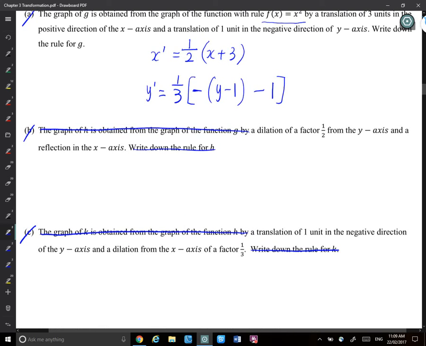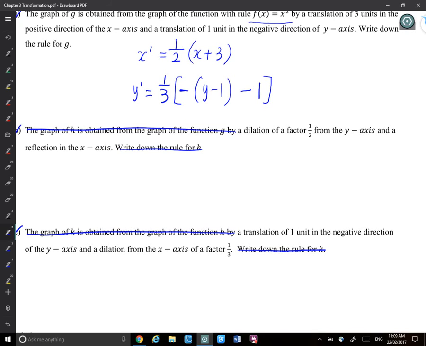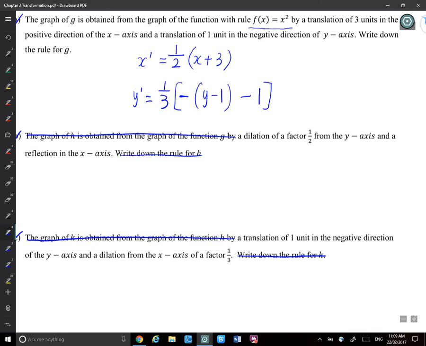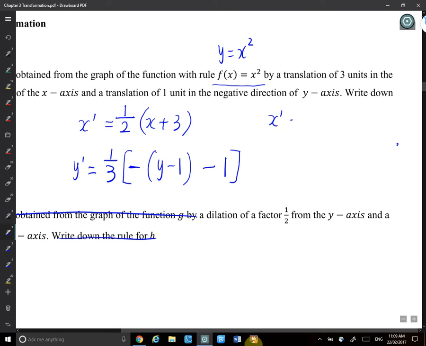Let's apply all these transformations, and what I can write out is x dash and y dash will equal that. So if you want to find the resultant function, what you will do is make x and y the subject and substitute that back into the original equation. So let's make x the subject. If I want to make x the subject, x will equal 2x dash minus 3.